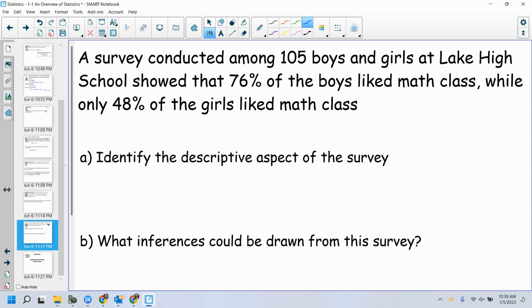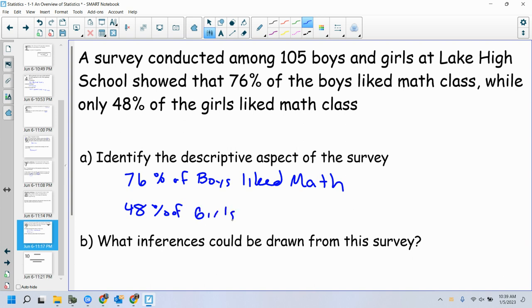Yeah, 76% of boys like math class. 76% of boys liked math. 48% of the girls liked math. Just numbers, right? I'm not making inferences based on that. The descriptive aspect is just that based on my survey, based on my 105, 76% of the boys said they liked math class. 48% of the girls said they liked math class. That's it. I'm not making any inferences about that. That's descriptive statistics.